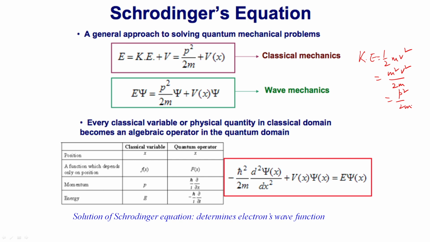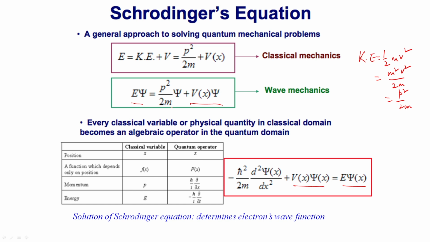So, every classical variable, every physical quantity in the classical domain, becomes nothing but an algebraic operator in quantum mechanics, like this one: minus h cross square by twice m d2 psi by dx2 plus V(x) psi is equal to E psi. E is also an operator. So, you can say this part of the equation is equal to the second part of the equation, and this one is converted into that. So, we can always convert this, and once you solve this equation you get everything, you get where the electron lies, but the problem is solving the equation.